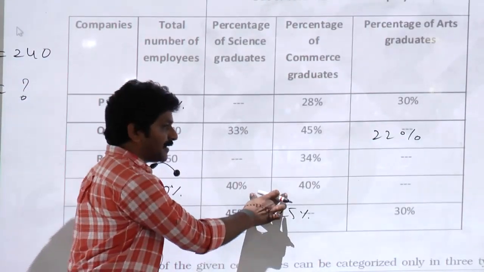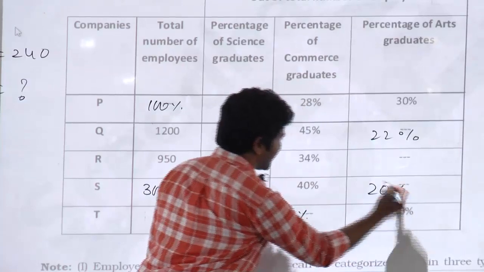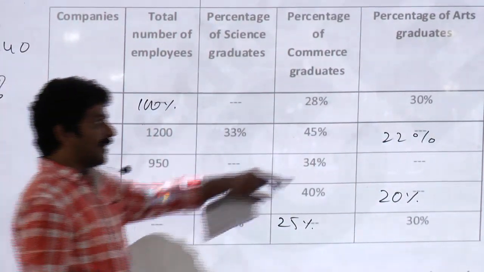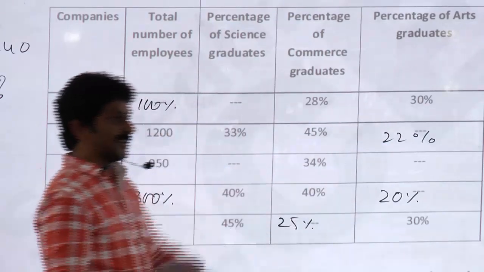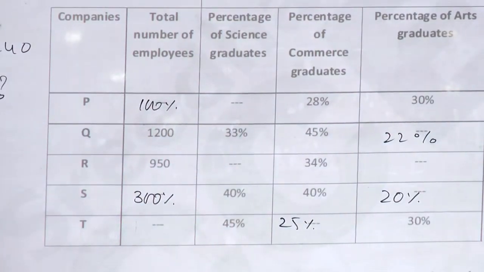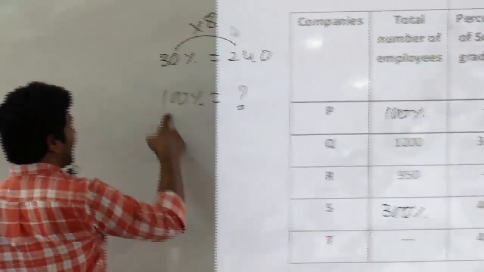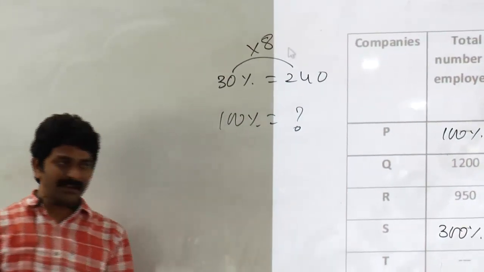Now you already have 80% here, remaining is 20%. 20% of what? 300. How much is that? 60. Here we have 30% and here we have 60%. Difference is 30%. 30% is equal to 240. How many times is this? 8 times. 100% into 8, 800.